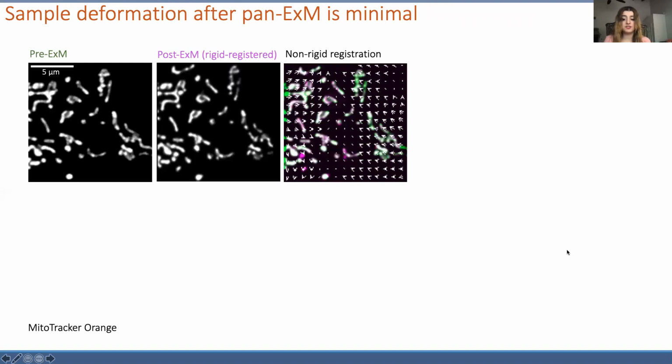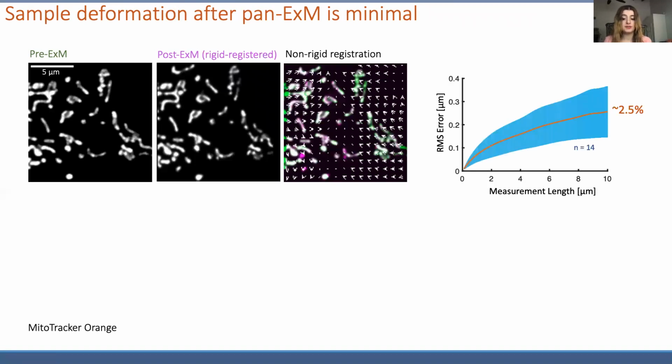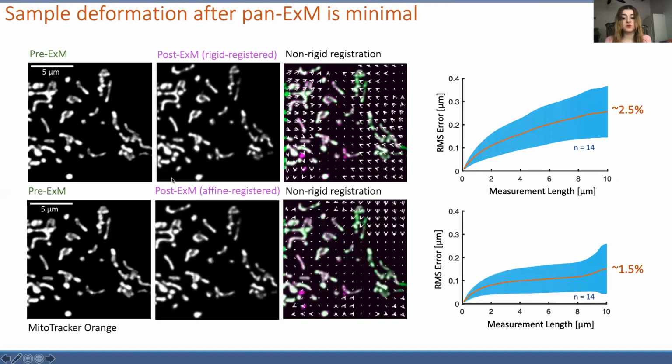We then calculate the difference between the vectors at any 2 points in the sample and across different length scales. This difference is the RMS error of expansion. The RMS error is about 2.5% for a measurement length of 10 micron for mitochondria, which is consistent with expansion errors reported in earlier detergent-based expansion microscopy methods. If we instead initially registered the post-ExM images to the pre-ExM images using an affine transform to account for hydrogel stretching in Pan-ExM, this error drops to 1.5%.